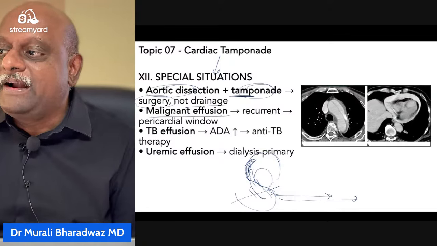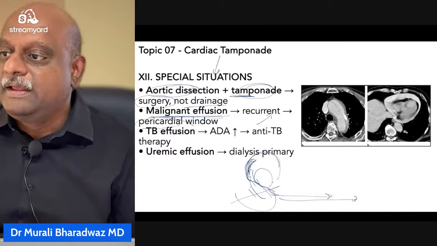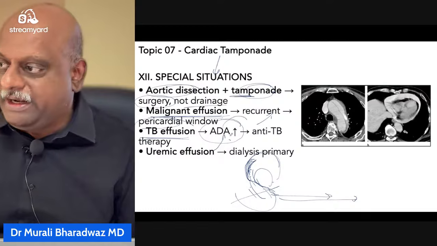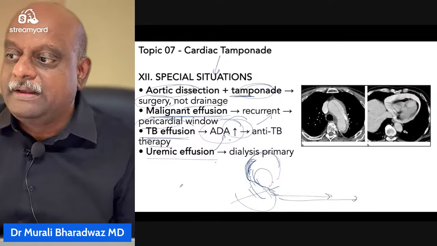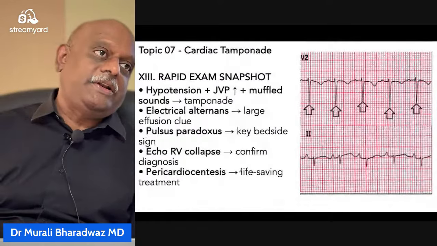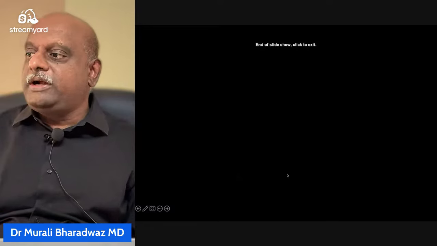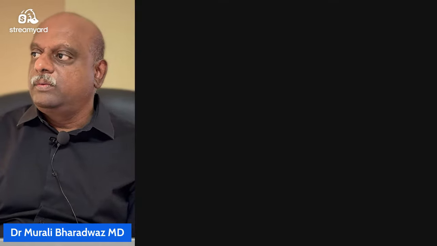Any malignant pericardial effusion will be recurrent, so you need to do pericardiectomy. Then TB effusion, how will you identify? You need to do ADA levels, which are increased, and you need to treat with anti-TB therapy, not just effusion drainage. Dialysis is the treatment if the effusion is due to uremia, is what you need to remember. So, doctor, these are some of the important things about the topic called tamponade. Very good.